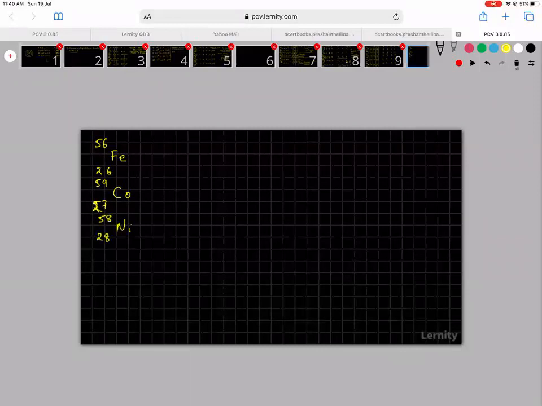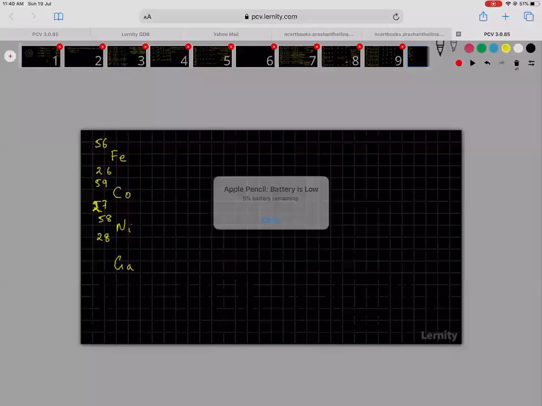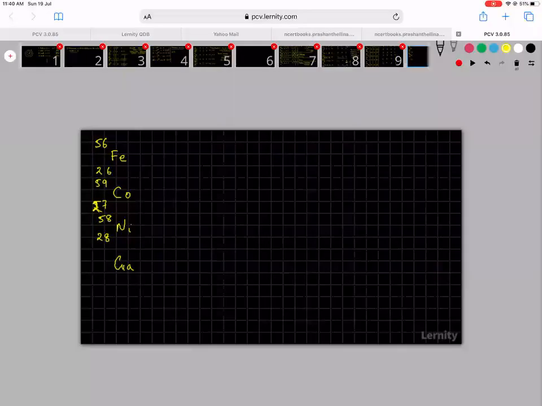Okay, after nickel, you have copper, not gallium. Iron is 26, cobalt is 27, nickel is 28, then copper is 29, and this is 64. Okay, so I want number of protons, number of neutrons, number of electrons, then I want number of electrons in K shell, L shell, M shell, N shell, O shell, P shell.